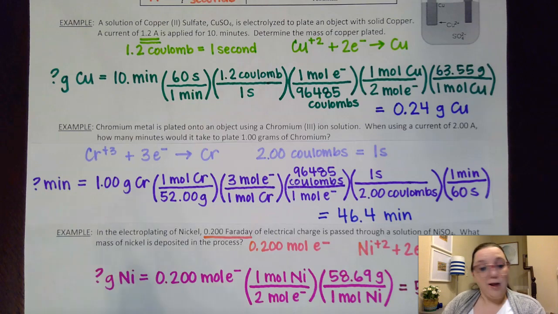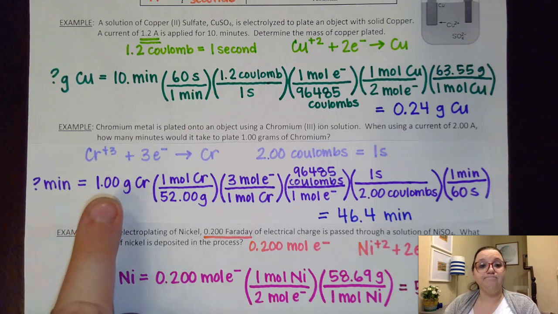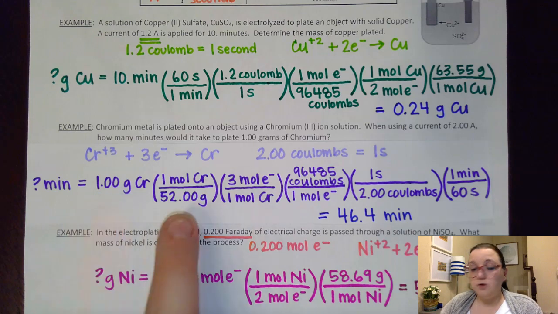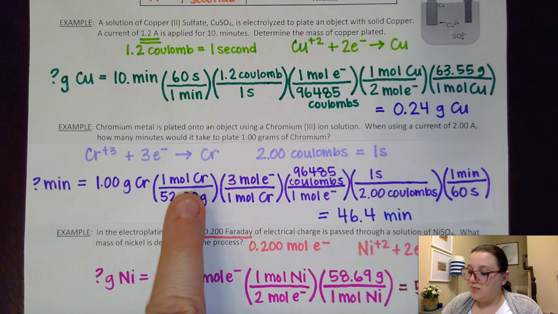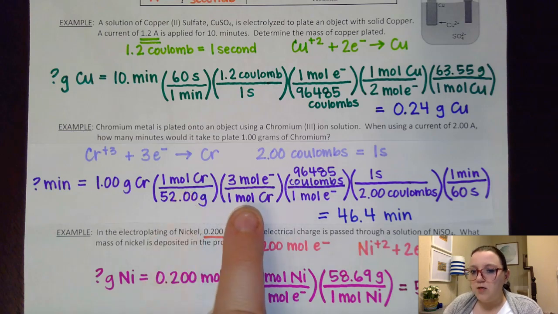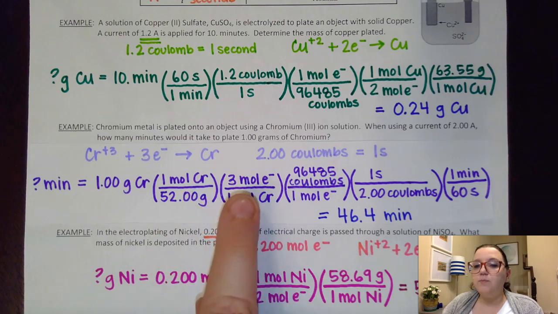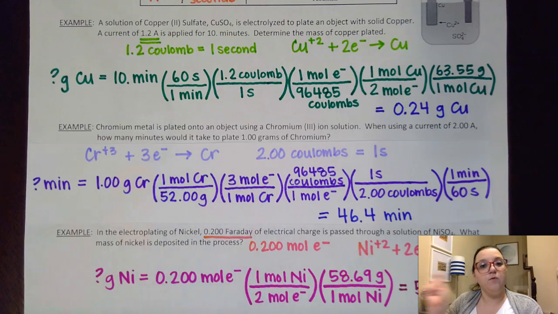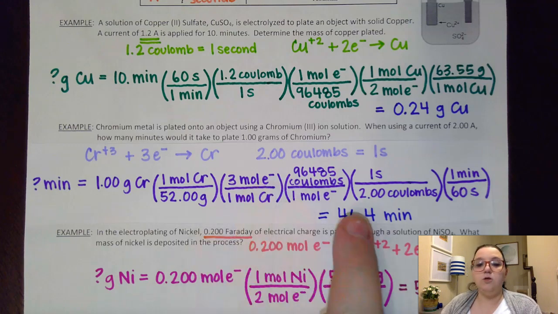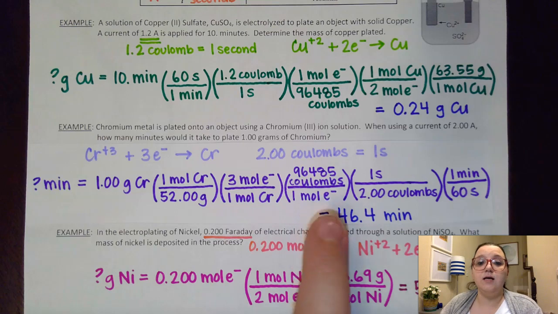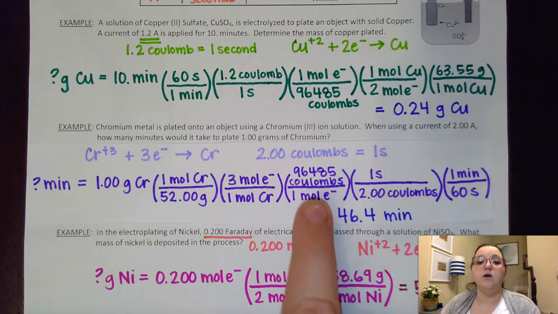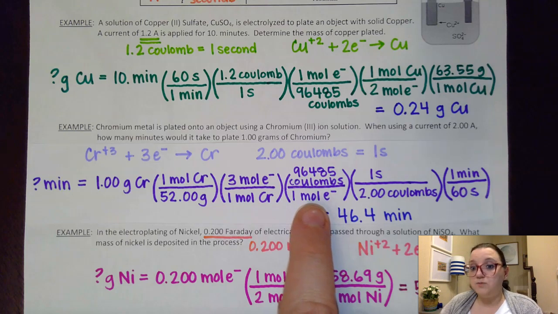Okay, so I put how many minutes equals 1 gram of chromium. Starting off in grams, I looked up the molar mass of chromium, and it's 52 grams for every 1 mole. I then said for every 1 mole of chromium that I'm making, I end up using 3 moles of electrons. That was right here. That's to get back and forth between neutral chromium and chromium +3. So then I'm going to do 1 mole of electrons is 96,485 coulombs. That's our Faraday's constant.